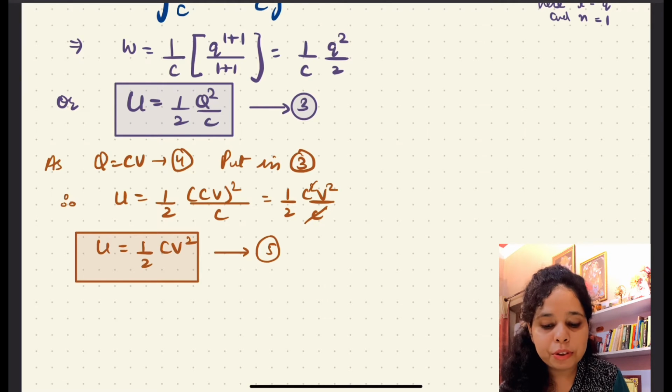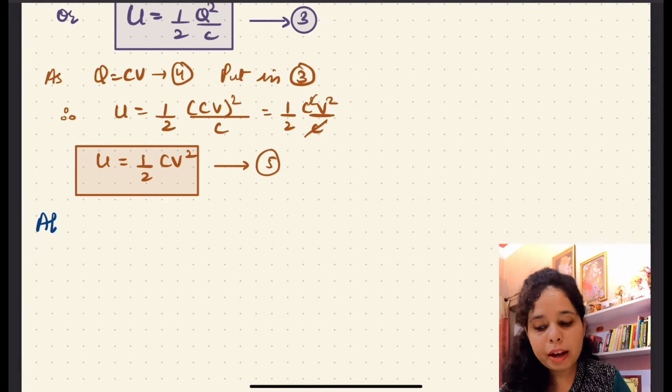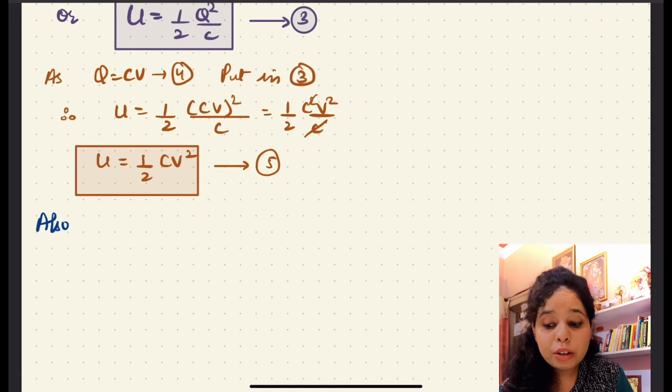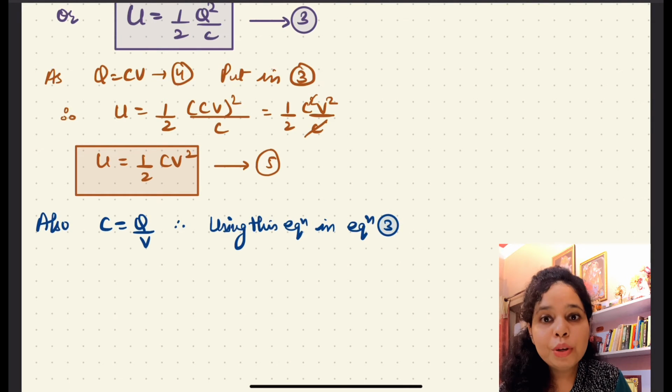This is equation number 5, and this equation is the other form of energy stored in a capacitor. Now we can also express this equation in some other form, that is C is equal to Q upon V. So using this equation, that is C is equal to Q upon V, in equation number 3 we will be left with U is equal to 1 by 2 Q square.